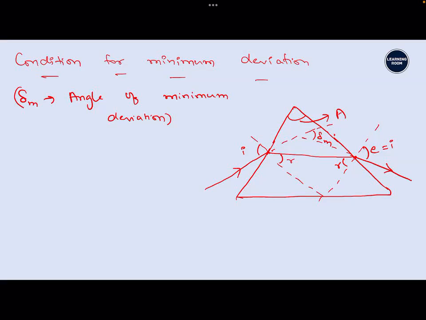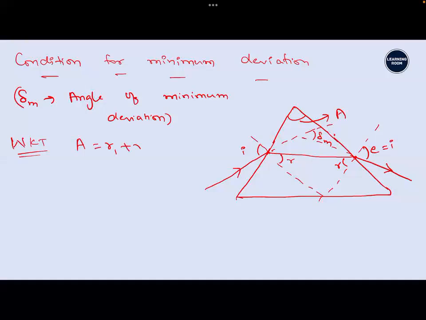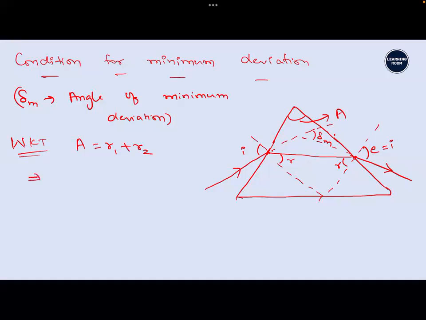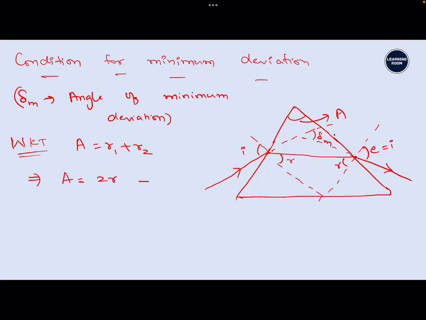So in the case of angle of minimum deviation, we know that A is equal to R1 plus R2. But what is the relation between R1 and R2 in this scenario? They both are equal. So from this, I can conclude A will be equal to 2R, and let me call this equation number 1.